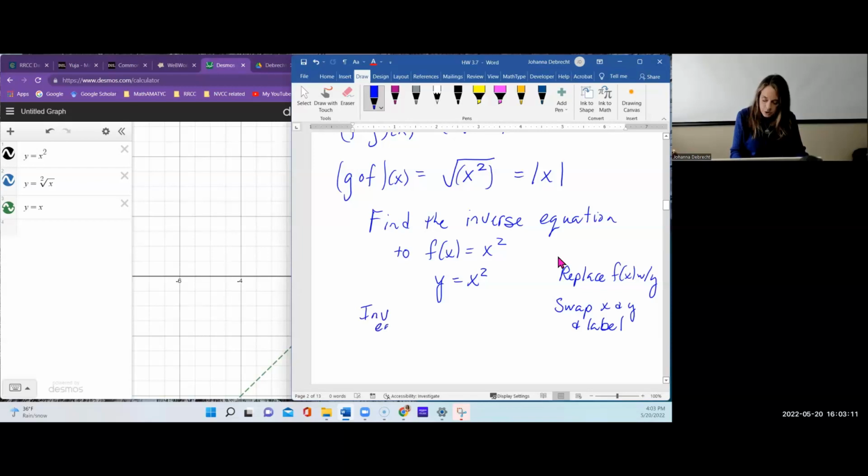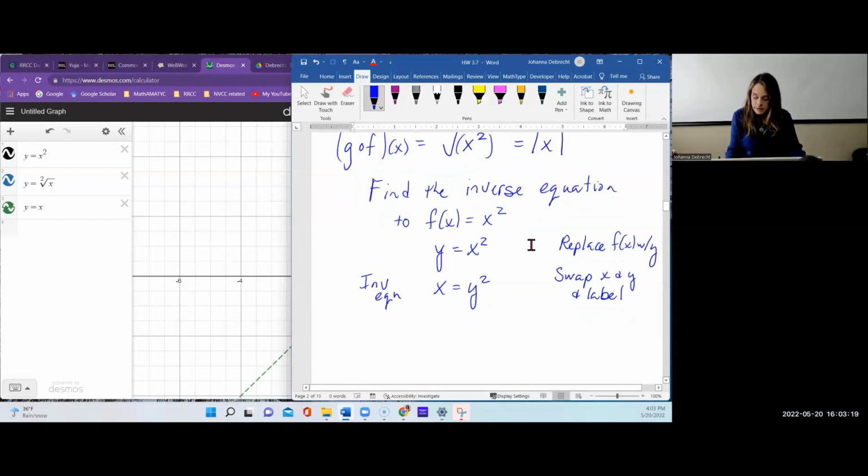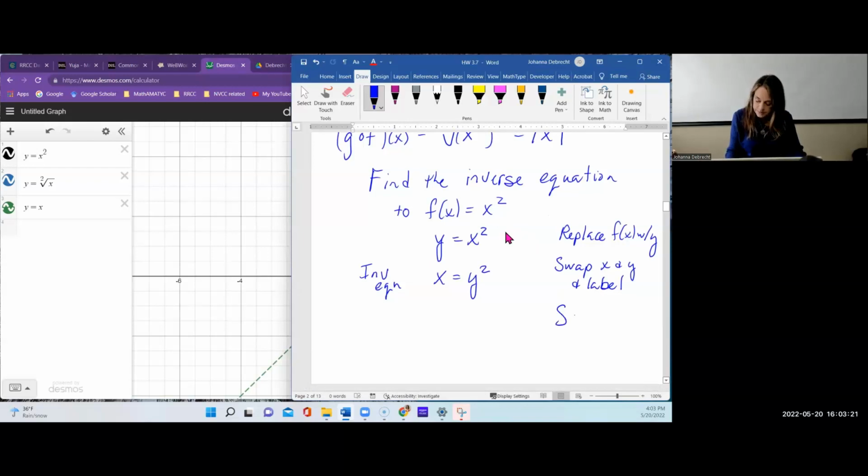This is the inverse equation, not the inverse function. I get x equals y squared. Finally, the last step is to solve for y. Because I have y squared, I need to take the square root of both sides. But when I put in a square root or any other even root, I have to put in a plus or minus. This happens on the side without the square, which gives me not just the square root of x, but also the negative square root of x.